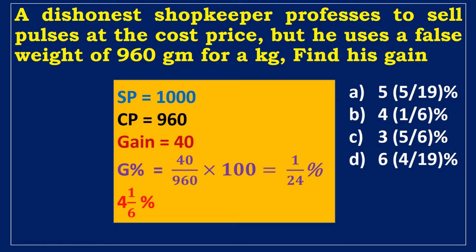We may determine the percentage of profit using the profit percentage formula, which is 40 by 960 into 100. The fraction becomes 1 divided by 24%, or 4 1 by 6%.